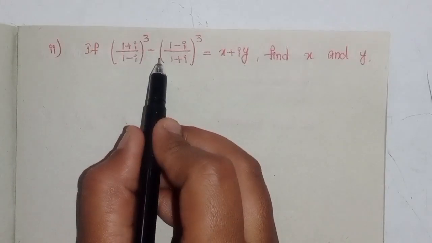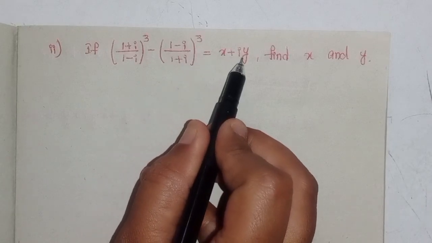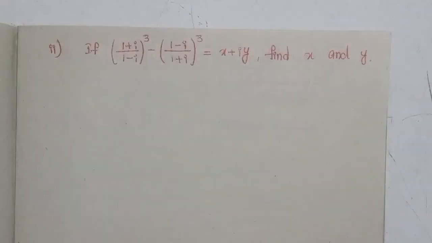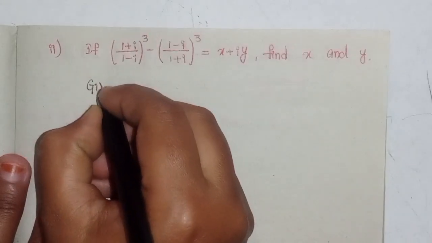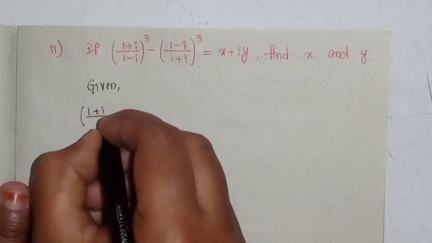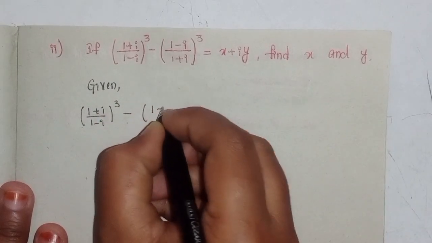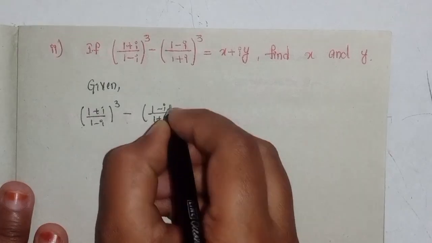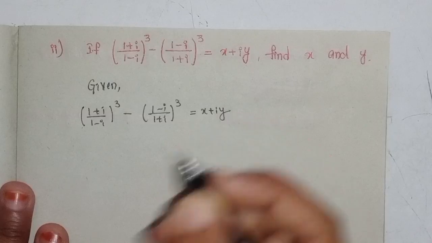Next, second one. If ((1 plus i) by (1 minus i)) whole cube minus ((1 minus i) by (1 plus i)) whole cube equals x plus iy, then find out the x value and the y value. First, I will write what they have given: ((1 plus i) by (1 minus i)) whole cube minus ((1 minus i) by (1 plus i)) whole cube equal to x plus iy.